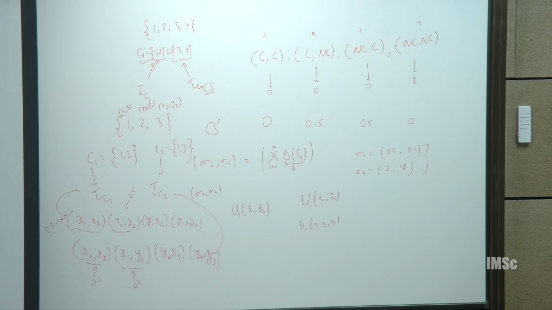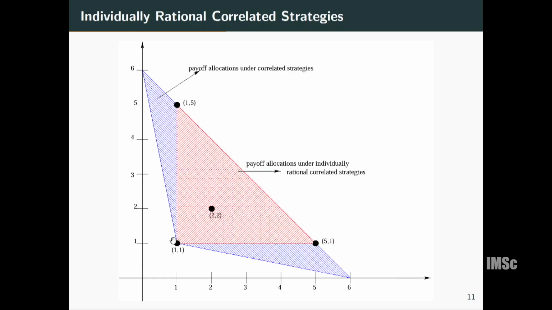Okay. This is how you plot the things. So, in our prisoner's dilemma example, the blue triangle corresponds to all possible correlated strategies. It is nothing but the convex combination of (0, 6), (6, 0), (1, 1). And (2, 2) will be somewhere here, which is your (NC, NC). And this will be a convex set, please prove it.